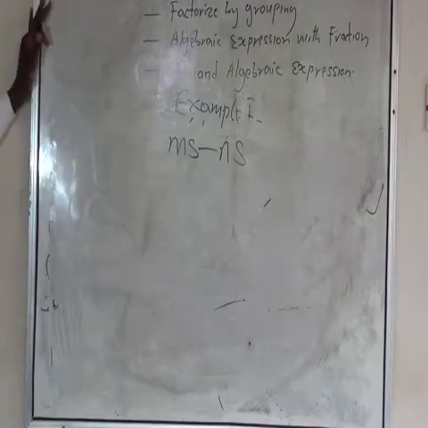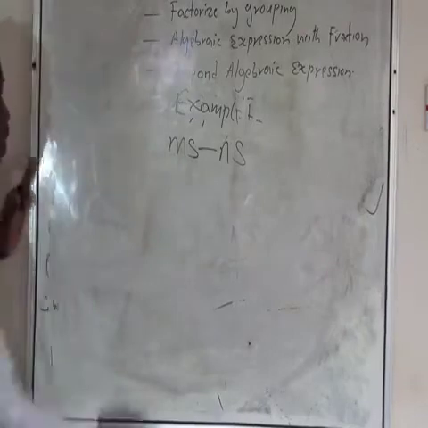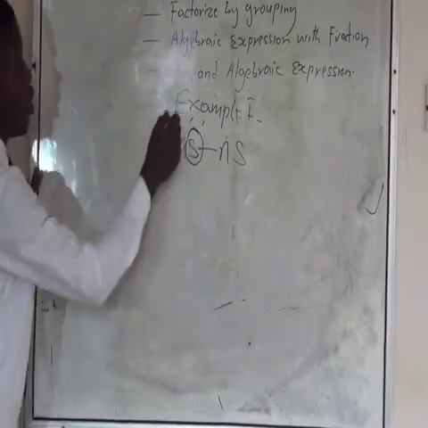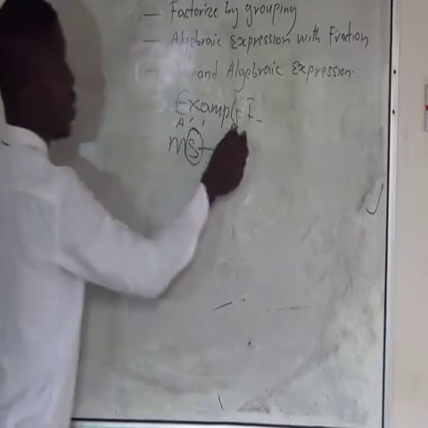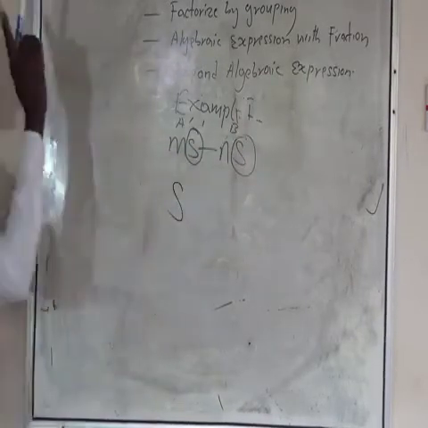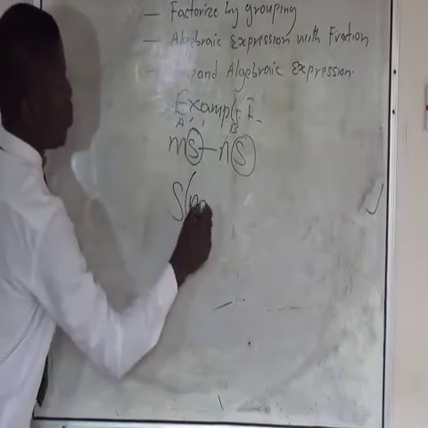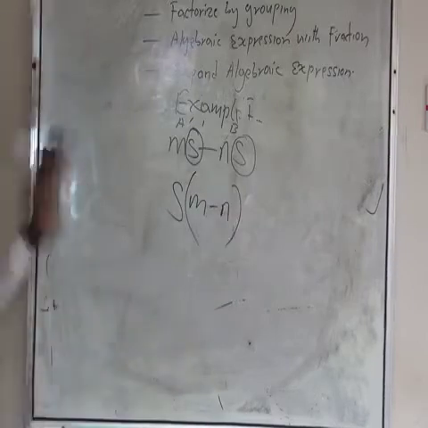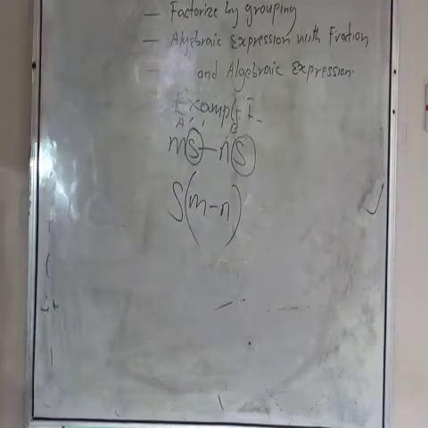What will you do? Pick out the common term. You see that x is common in this. Call this group A, group B. x is common in group A, x is common in group B. You bring it out, and it will serve as 1x. Then you put your bracket. m minus n will be inside the bracket because they are not common. Good.